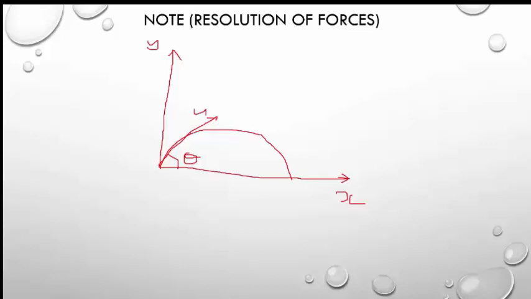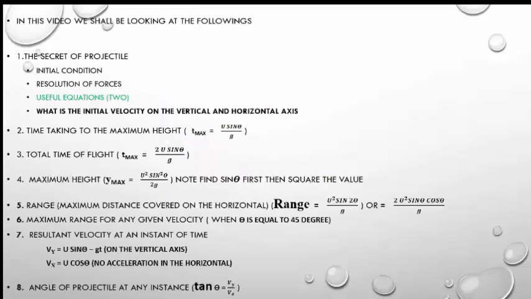This is my u, and this is my uy, and we have my ux. I can now find my vy at an instant of time. I can find my vx at an instant of time. So if you now look at this, we have been able to look at the initial condition: the acceleration on the vertical axis is minus g, directed downward, and it is constant. The acceleration on the horizontal is 0. So with this, we are okay with that.